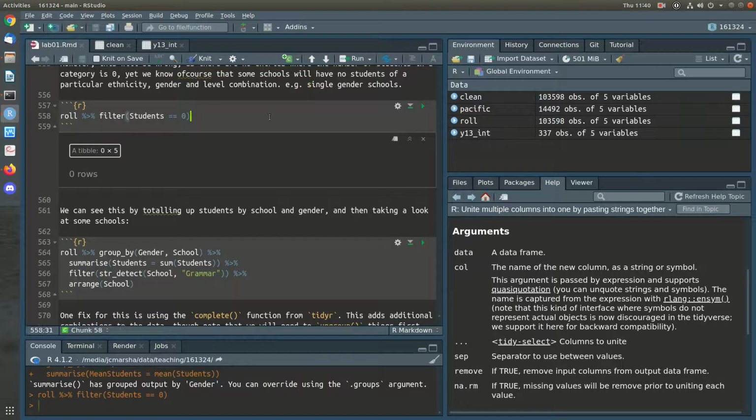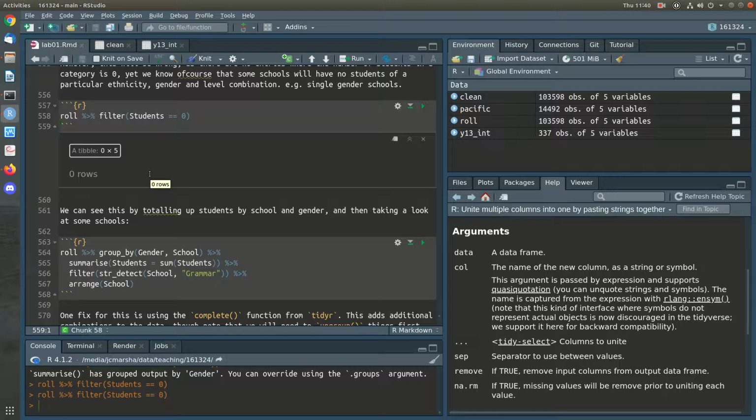Yet we have no rows in our data. I've just tried to find rows where the students is 0. There are none of them. Okay, so those rows are implicitly missing. They're just not there at all.